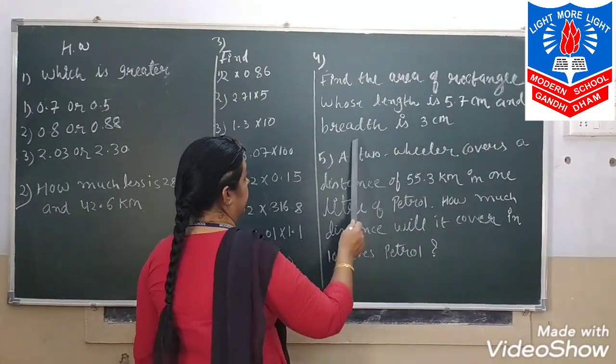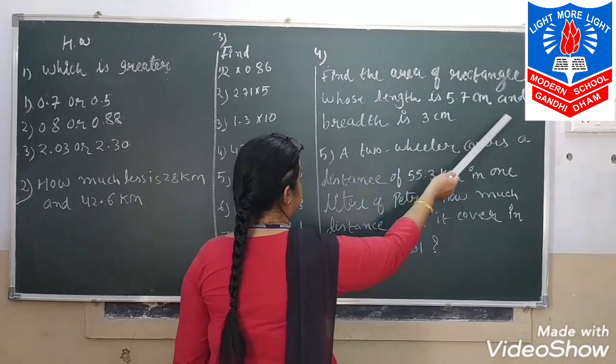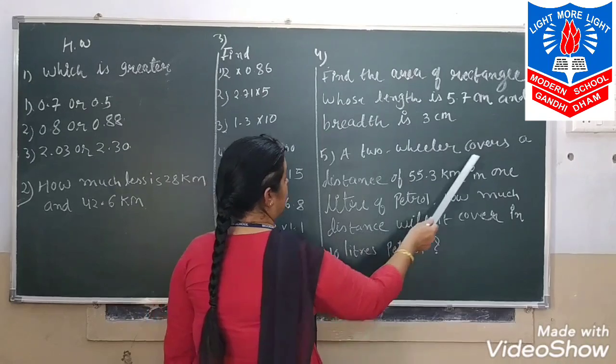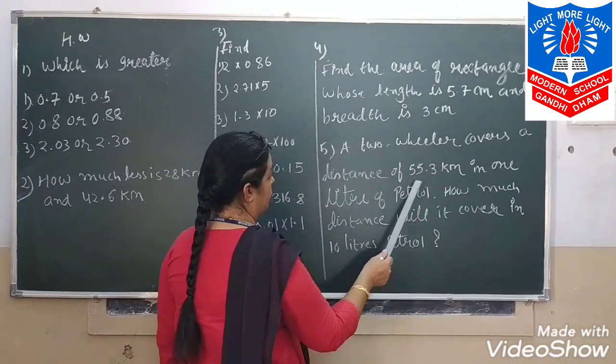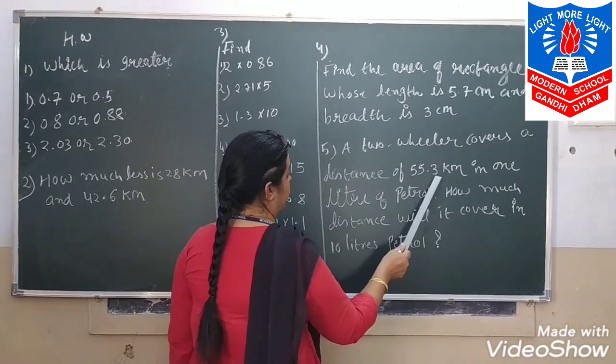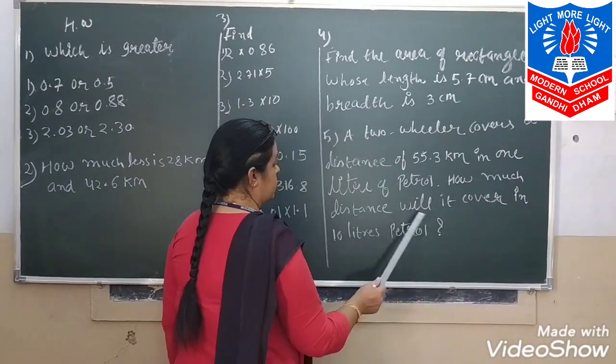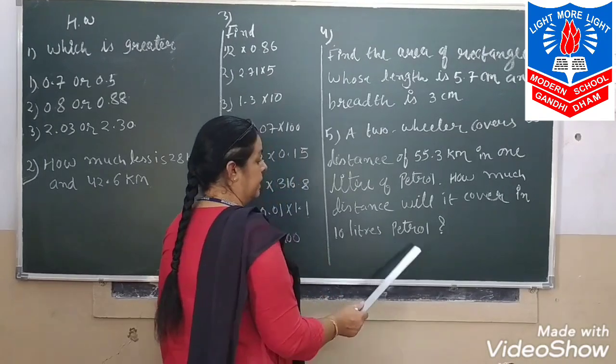Two problem sums. Find the area of a rectangle whose length is 5.7 centimeter and breadth is 3 centimeter. A two-wheeler covers a distance of 55.3 kilometer in 1 liter of petrol. How much distance will it cover in 10 liter petrol?